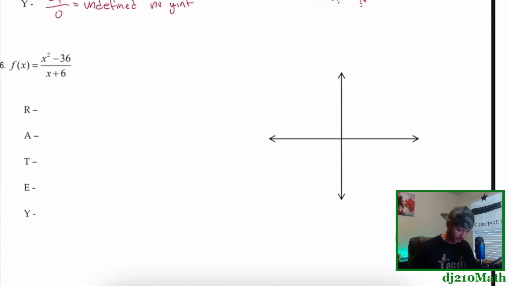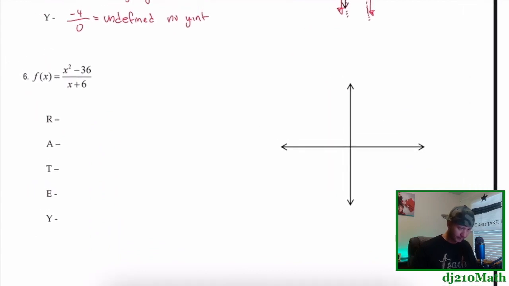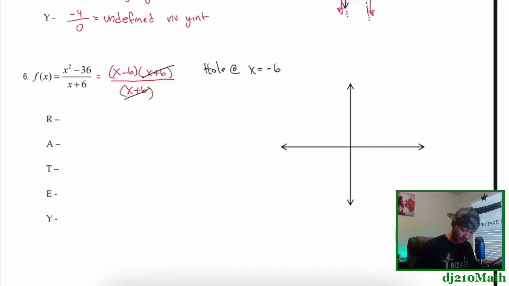All right, number 6. Factor in the top, we get x minus 6, x plus 6. It's a difference of squares. x plus 6 in the bottom. Right away, I see that the x plus 6 cancels. So that means there's a hole at x equals negative 6. Somewhere, however this looks, there's going to be a hole at x equals negative 6.